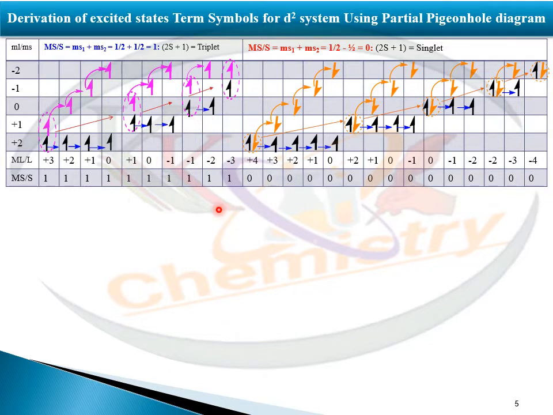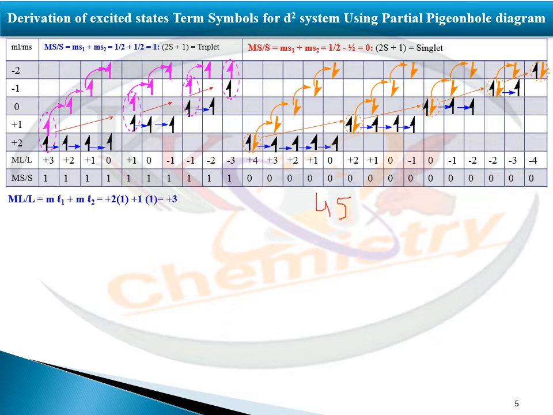Remember, it is a partial pigeonhole diagram, not a complete one, because the complete pigeonhole diagram consists of 45 boxes. But here we have just constructed a partial pigeonhole diagram so that we could place the electrons in all the possible ways. So here we have a number of sets.